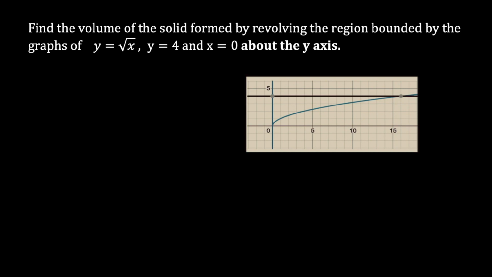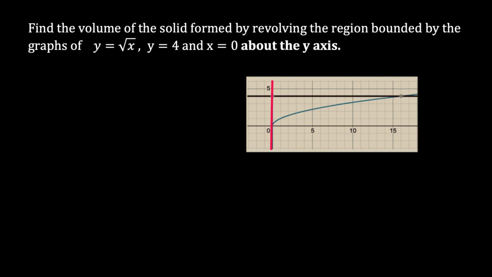What about the volume rotating around the y-axis? Here the question says find the volume of the solid formed by revolving the region bounded by the graphs of y equals radical x, y equals 4, and x equals 0 above the y-axis. We can do a similar process to the previous questions, but we change the variables. Instead of y in terms of x, we can make it x in terms of y, and we make the integration bounded on the y-axis, not on the x-axis.